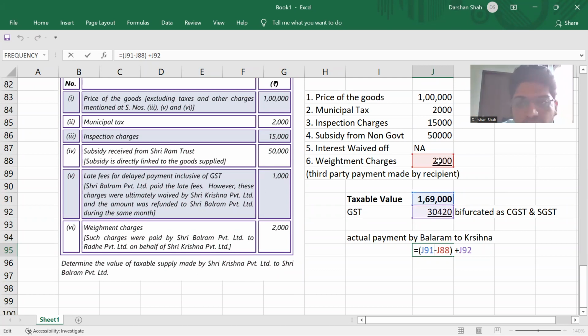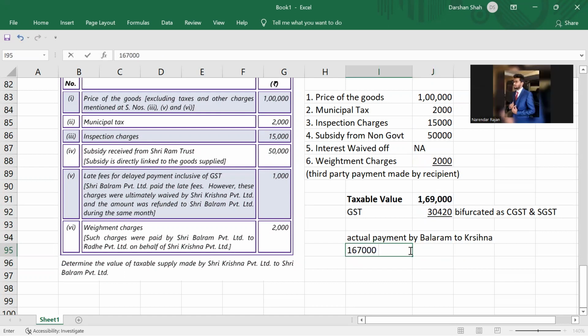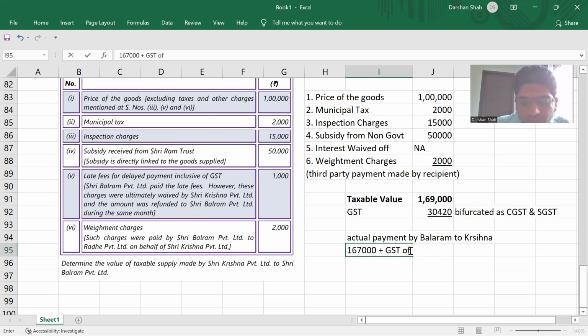Who is paying to Radhe? We don't care. Whether recipient is paying to Radhe or whether supplier is paying to Radhe, we don't care. Taxable value is 1,69,000. We will charge GST on 1,69,000. Okay, clear? So actual payment by Balram to Krishna is 1,67,000 plus GST of 30,420. But we don't care now because we are only focusing on GST value right now. Clear? Everyone is clear with this entire question?